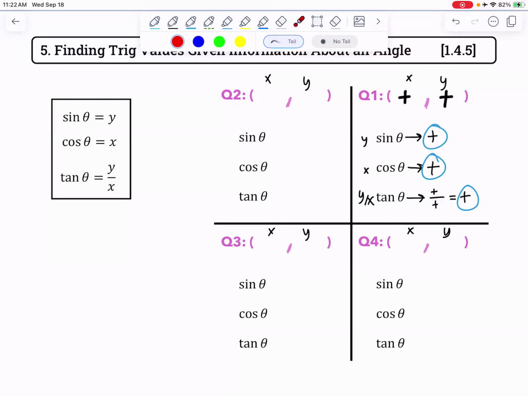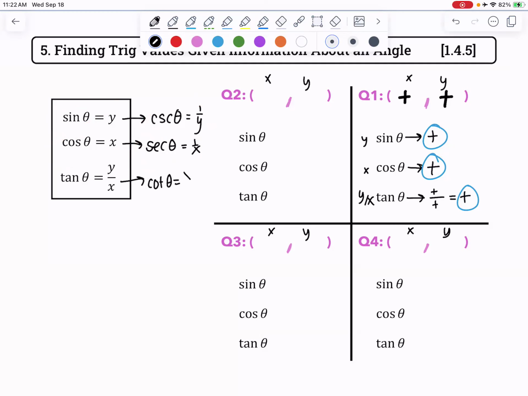And here's the thing, the soulmates also follow suit with their soulmate. So sine's soulmate is cosecant of theta, right? Because it's 1 over y. And if sine is positive, so is cosecant. Cosine's soulmate is secant. So if cosine's positive, so is secant, and if secant's positive, so is cosine. Soulmates do everything together. Tangent's soulmate is cotangent. So if tangent is positive, so is cotangent. So in quadrant one, all 6 trig functions are positive.